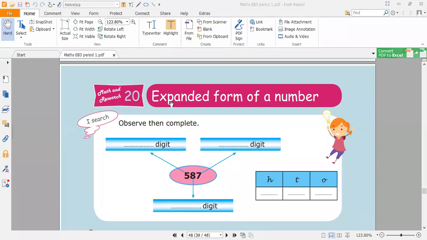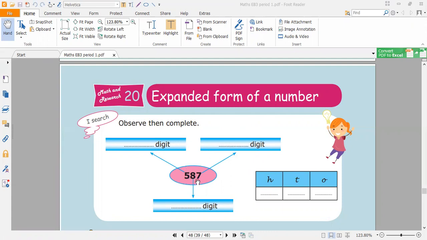Today we will start a new chapter. Open your books on page 48. We will start chapter 20, expanded form of a number. Here in this chapter, we will learn how we can make the expanded form of any number.